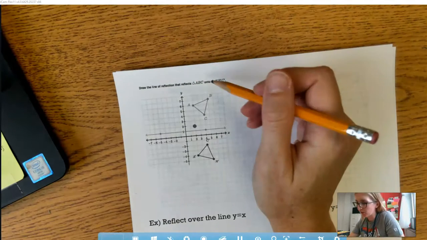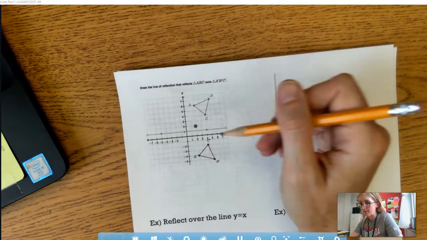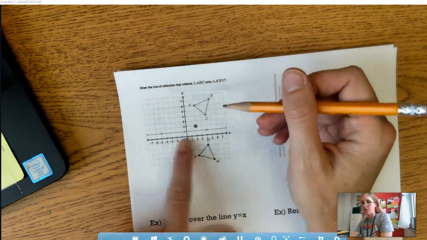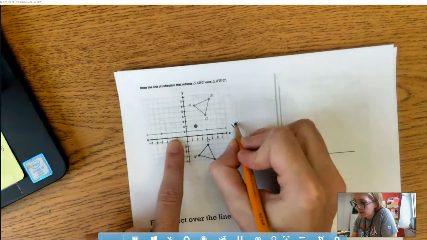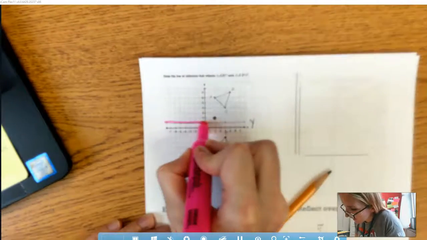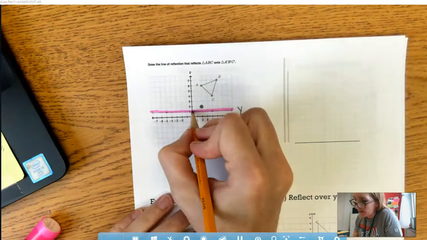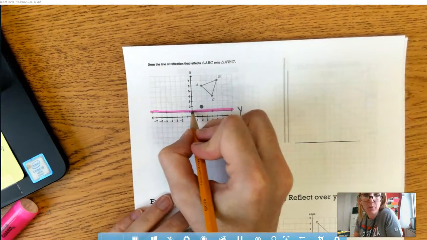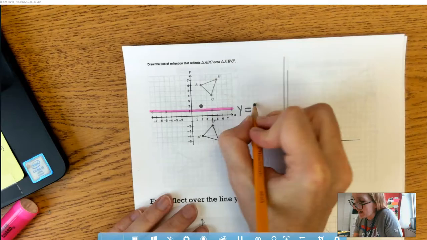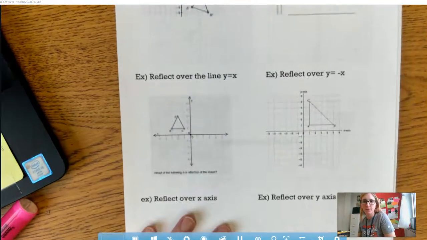Okay, so you'll see this says draw the line of reflection that reflects triangle ABC onto A prime, B prime, C prime. You can see this line of reflection right here. The equation of this line of reflection, it's a horizontal line, so it needs to be y is equal to a number. And it hits on the number 1 on the y-axis, so it's y is equal to 1. That's my line of reflection.